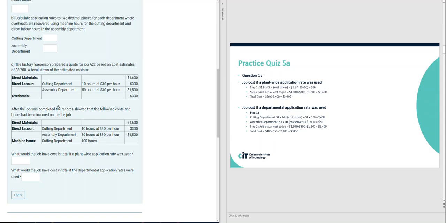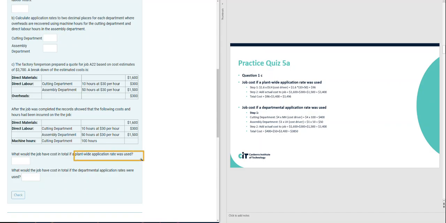So what this is showing to you is these are the actual costs involved, right? Because it's after the job was completed, the record shows the actual cost, and therefore you will see that these costs are the actual cost, and this is the actual direct machine hour incurred, right? So now, what would the job have cost in total if a plant-wide applicable rate was used?